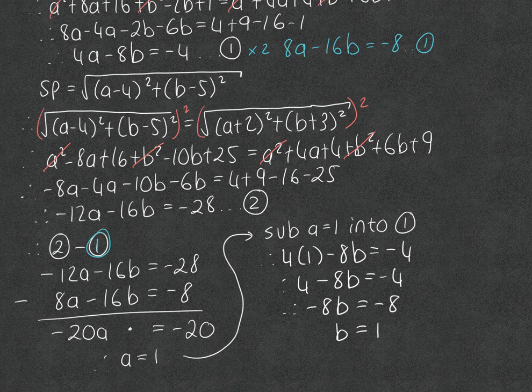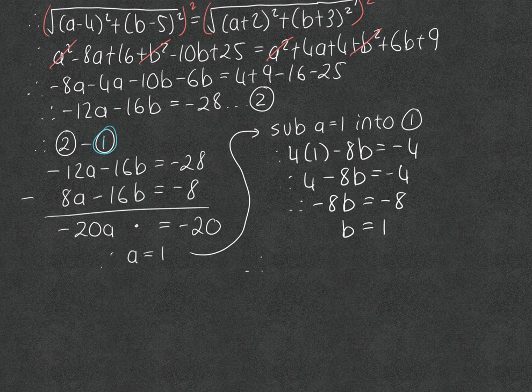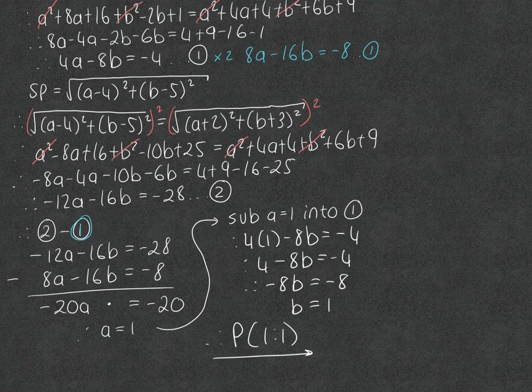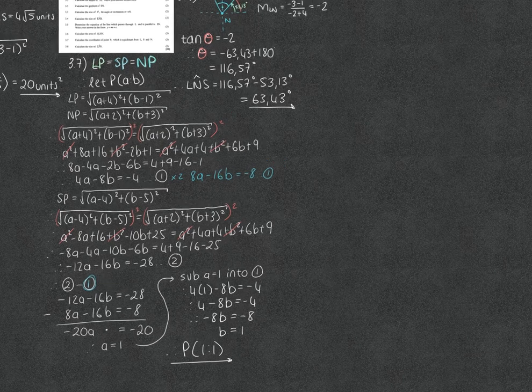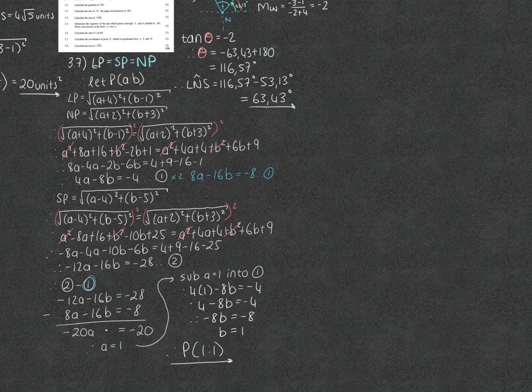So therefore, P is 1 and 1. That is the coordinate. You've worked it out simultaneously. Quite a lot for 3 marks, right? But it wasn't hard work. It was more just a lot of algebra.